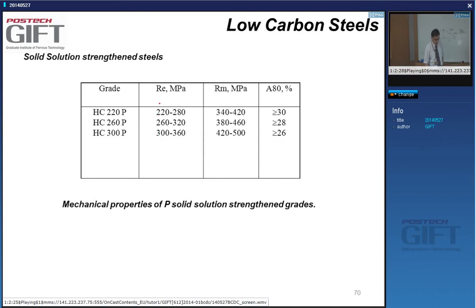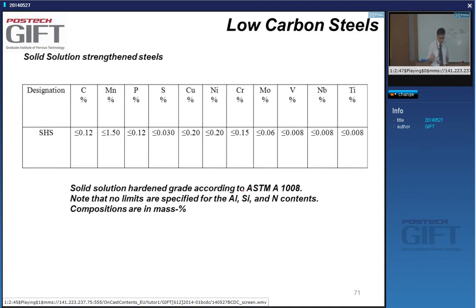And you can see here strength levels, depending on the amount of phosphorus, can now increase to 300, 350 yield strength, 400, 500 in tensile strength. And again, these are internationally recognized grades. You have refos standards in Europe and in the US.